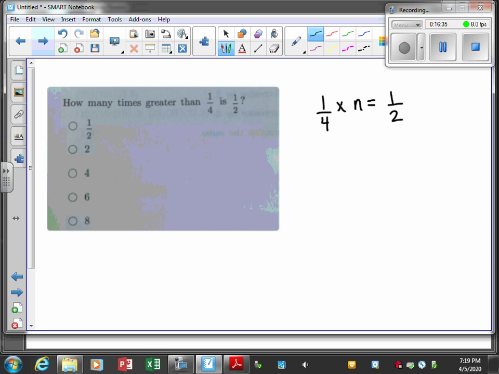To get n by itself, multiply by the reciprocal. So the reciprocal of 1/4 is 4. Whatever you do to one side, do to the other. So n is equal to 4 divided by 2 over there, because that's like 4 over 1. So 4 divided by 2 is 2. So it's going to be twice. Or you can just know that a fourth and a fourth is a half. 2/4 is equal to a half.